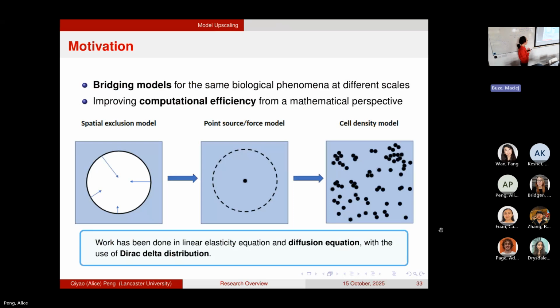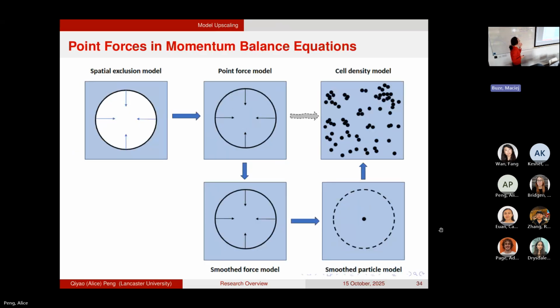So this work has been done with the linear elasticity equation and also the diffusion equation. Because the diffusion equation work is still going on, I will briefly talk about this one. And for the linear elasticity or the momentum balance equation, we already managed to upscale from the spatial exclusion model, from the point source, and then to the cell density model. But it's unfortunately not the straight way. You need to take some detour here.